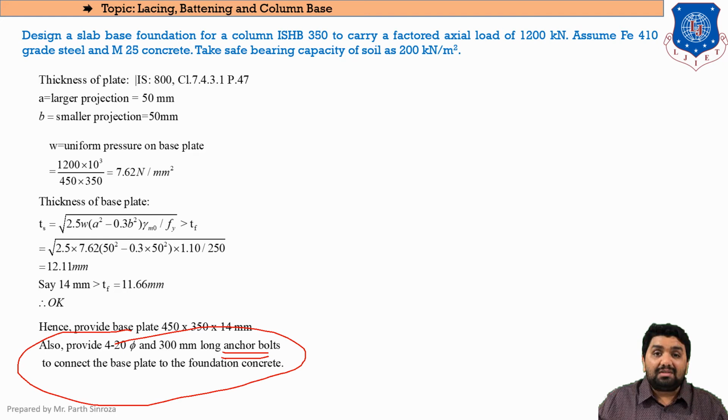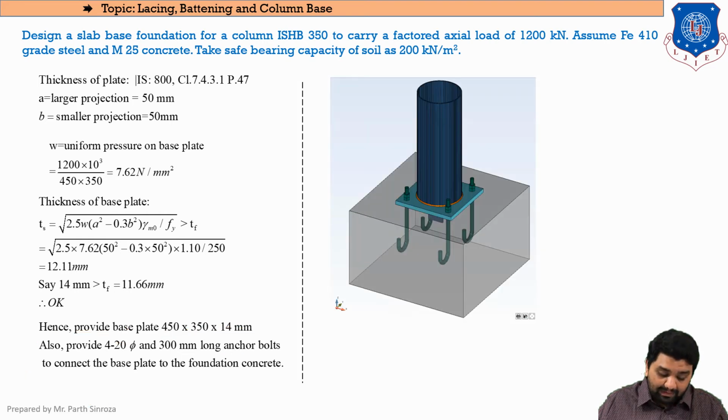For each and every question in this semester, we will always be assuming this data: provide 4 numbers of 20 mm dia and 300 mm long anchor bolts to connect the base plate and the foundation concrete. And how will it look? It will look like this. Clear?